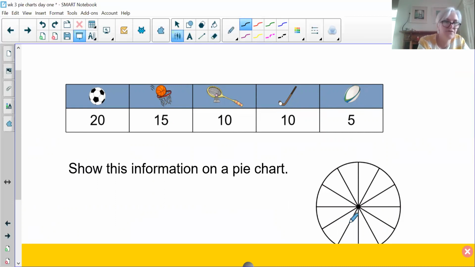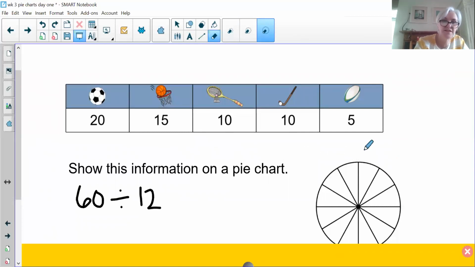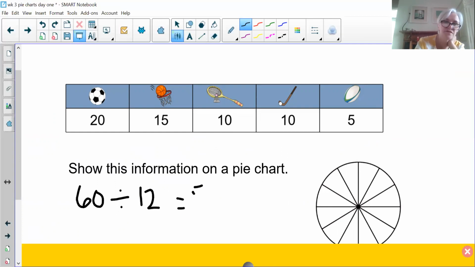So I have 60 children and 12 segments. Now, if this were a bar model, and it were laid out like this, 1, 2, 3, 4, 5, and then going on to 12, you'd know what to do. You'd divide 60 by 12 if there were 12 bars representing 60 children. And it's the same with the pie, it's just in a circular form. So 60 divided by 12 gives us 5. So that means that each of these little segments here is worth 5. Okay?